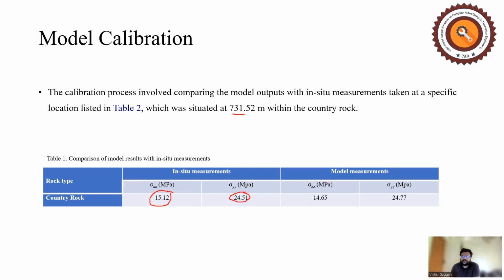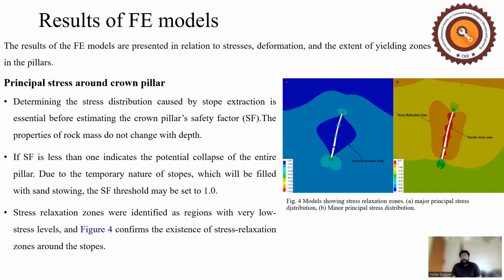And these values have been compared with the model measurements, at the exact location we measured in the model. You can see the values compared between the in situ measurements and the model measurements are very comparable and reliable, because the difference between the two is very minimal. The results of the FE models, finite element models, are presented in terms of stresses, deformation, as well as the yield zones.